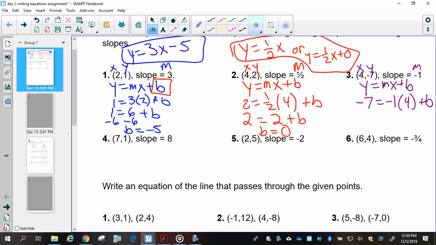Go slower. Yeah, I said -4, but I meant positive 4. Alright, so -7 equals -1 times 4 plus b. -1 times 4 is -4. So how would we solve for b in this case? Add 4. So b is going to be -3.